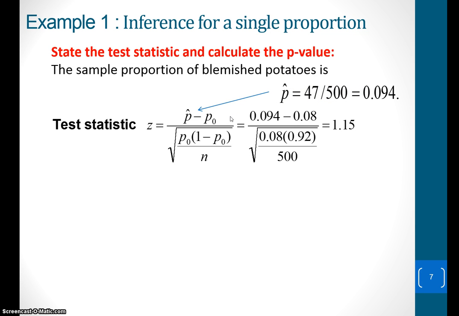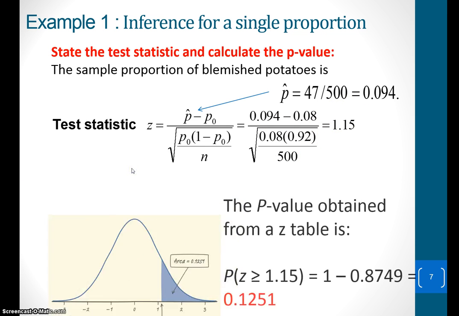Here's our test statistic. So z is equal to p hat minus p naught, all divided by the square root of the variance, that is p naught times 1 minus p naught divided by n. Here I've inputted the values for our p hat, our p naught, our hypothesized value, and then this is our variance. We get a z-test statistic of 1.15.